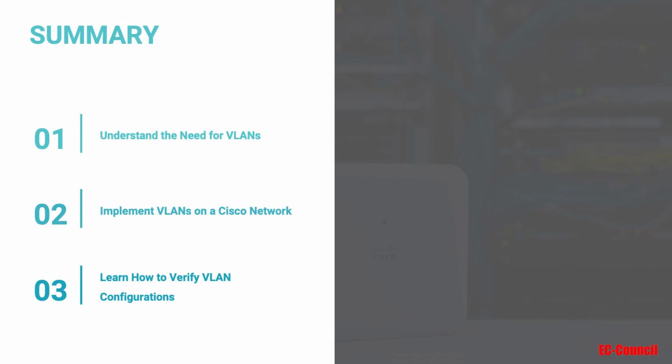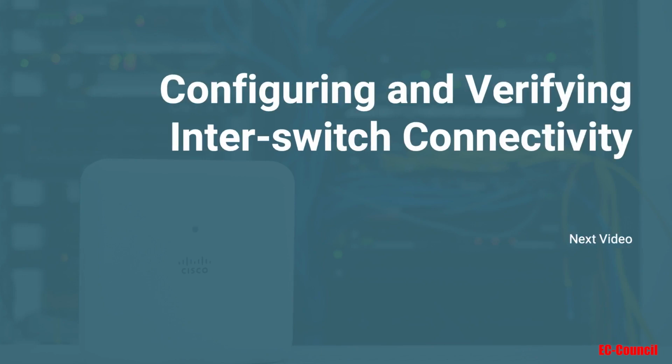In this video, we took a look at discussing and understanding the need for VLANs. You even saw how to implement VLANs on a Cisco network and learned how to verify the VLAN configurations. In the next video, we'll take a look at configuring and verifying inter-switch connectivity.